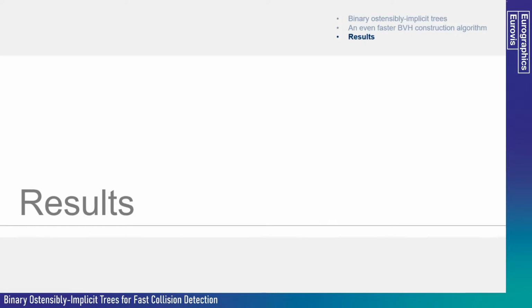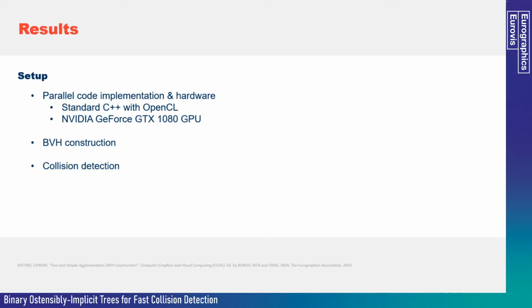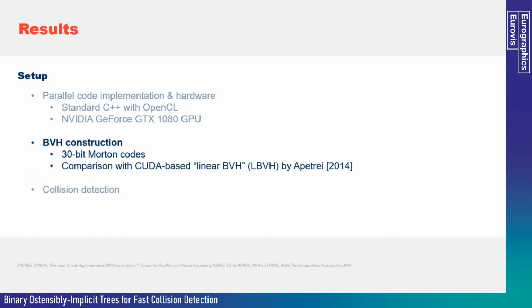So then, let us look at the results now. To evaluate our method, we implemented a software prototype using just standard C++ and OpenCL, which was run on the GTX 1080 GPU. We evaluated our method both for BVH construction and also collision detection as well. For BVH construction, we used standard 30-bit Morton codes. We evaluated performance by comparing with the LBVH and focusing strictly on the time to build the hierarchy and bounding volumes.